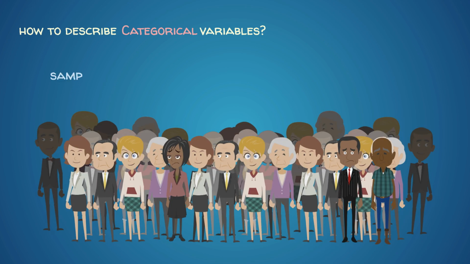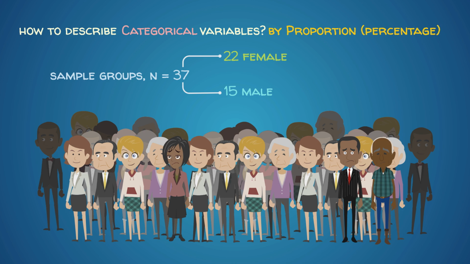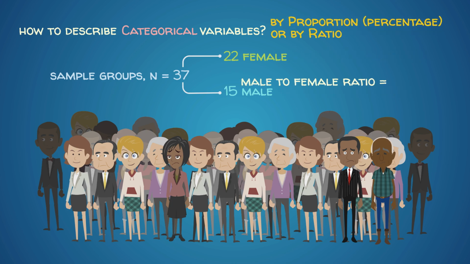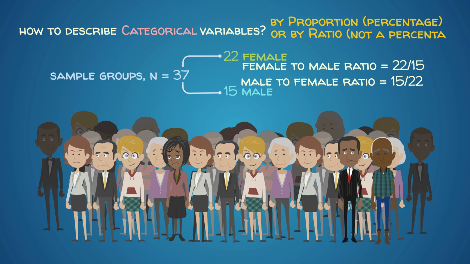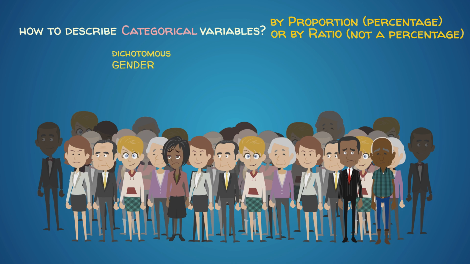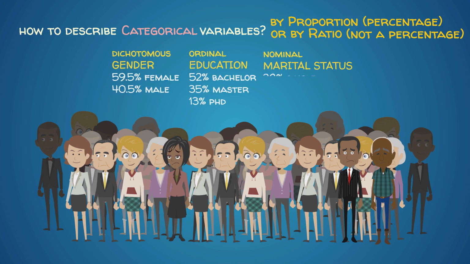Imagine you have a sample group with 37 individuals, and you count 22 females and 15 males, which can be described as proportions or percentages, with 59.5% female and 40.5% male. Or we can explain it by ratio, such as male to female ratio or female to male ratio. Pay attention that this is not a percentage. In the same way, we can explain any type of categorical variable by proportions.